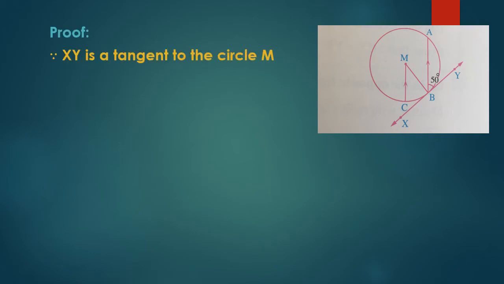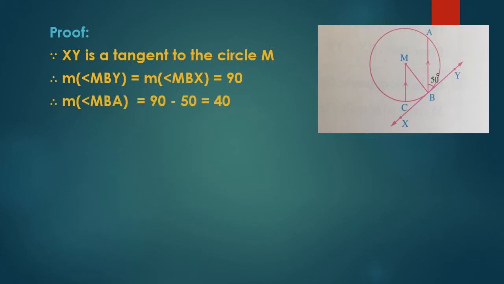Proof. Since XY is a tangent to the circle M, and as we know, the tangent is perpendicular to the radius of the circle from the point of tangency, therefore the measure of angle MBY equals the measure of angle MBX equals 90 degrees. So, the measure of angle MBA equals 90 minus 50, it will be 40.